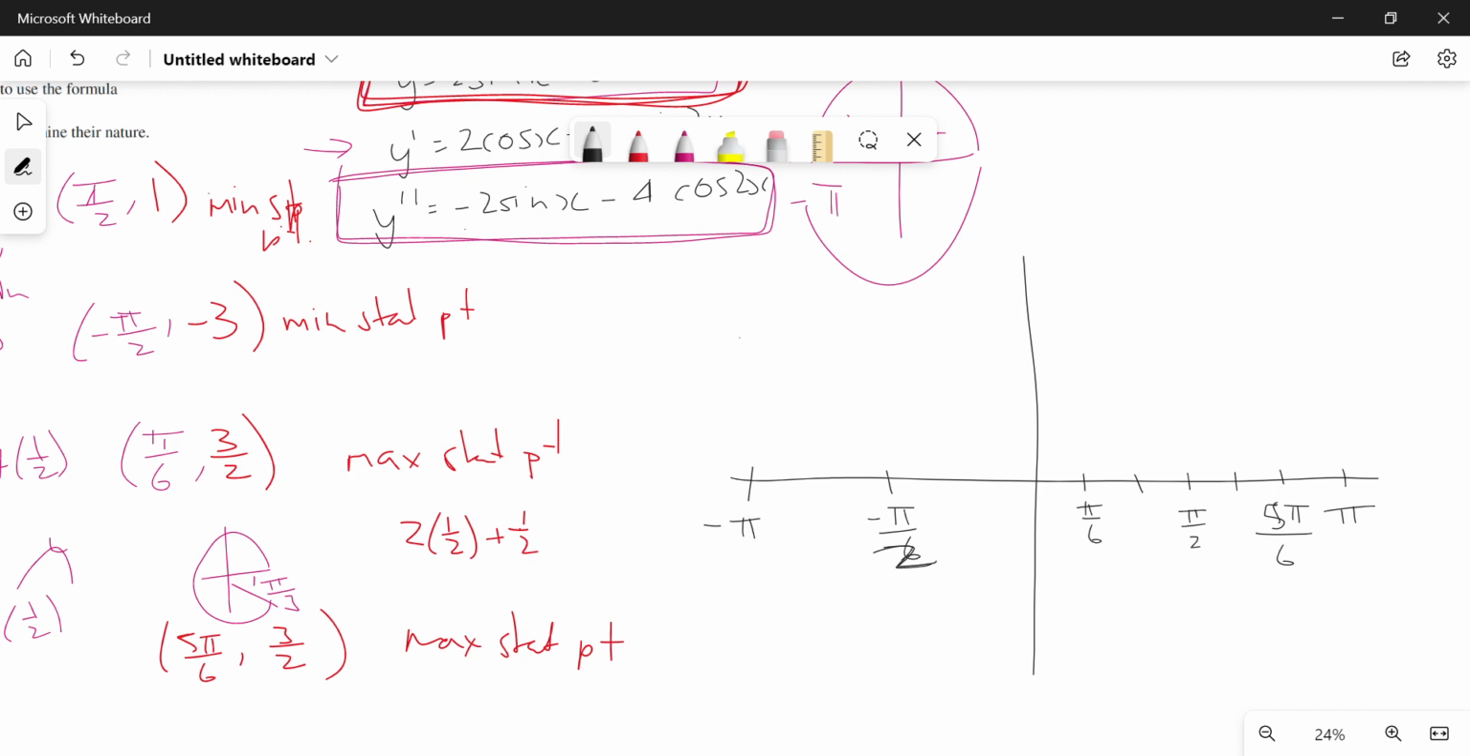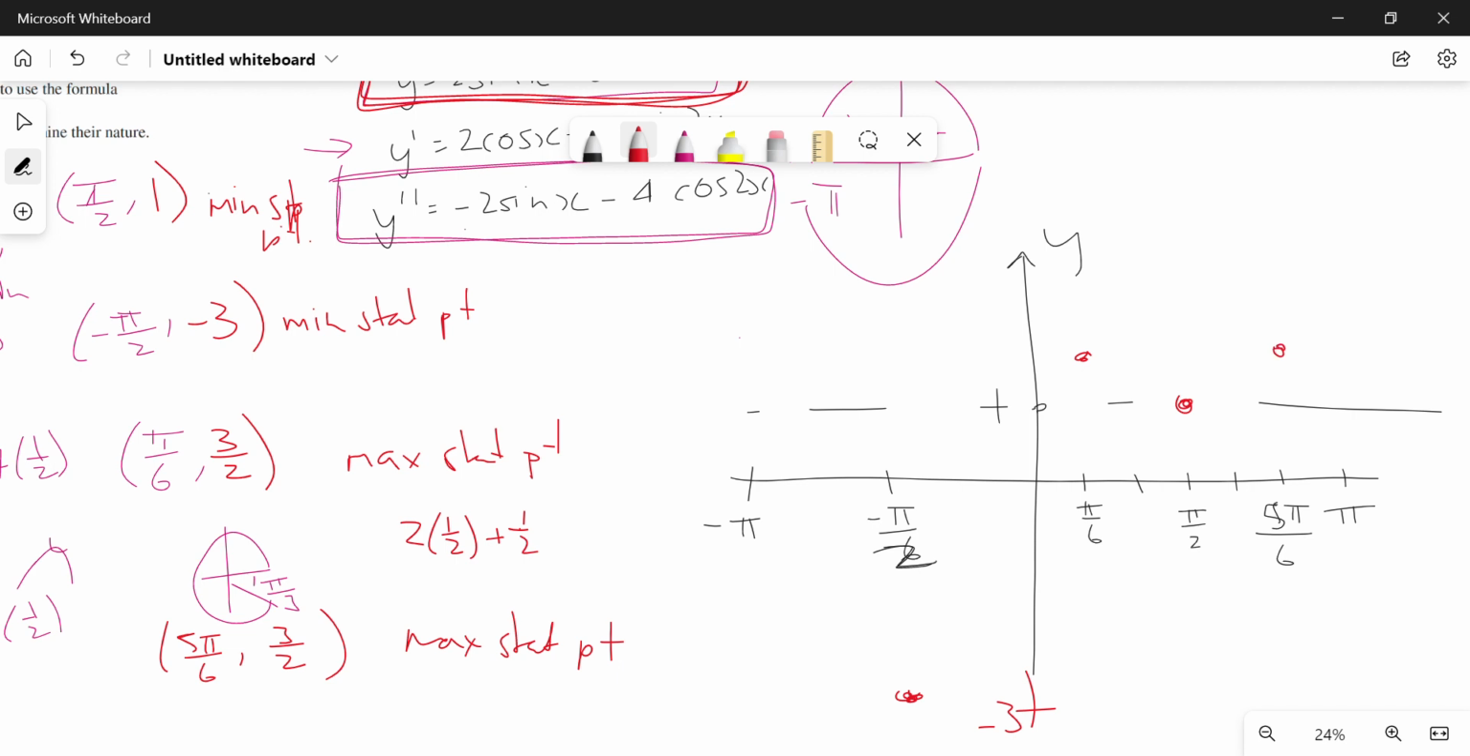There we go. So we know, and I'll put a little dotted line here across at 1. And then we do know that minus pi on 2, minus 3 is a point. Let's say minus 3 is down here, minus 3. So that's a point. Pi on 2, 1 is a point, and that's a minimum point. Pi on 6, 1.5. Let's just go a bit higher there. And we've got 5 pi on 6, 1.5 as well.